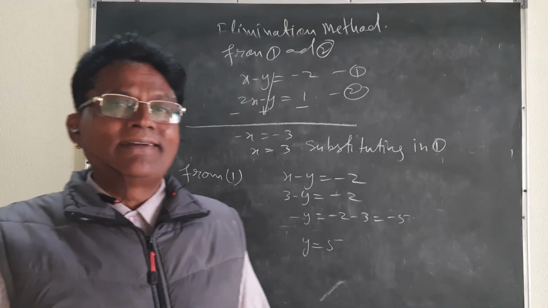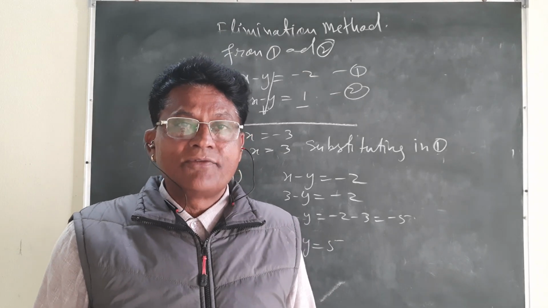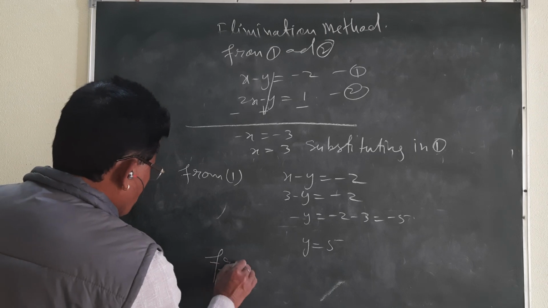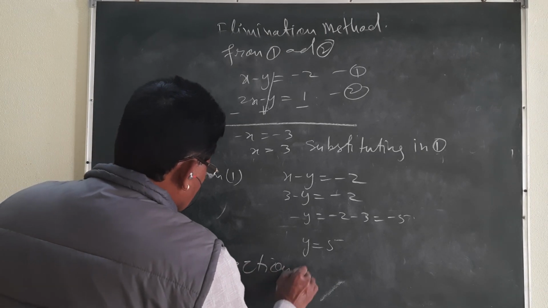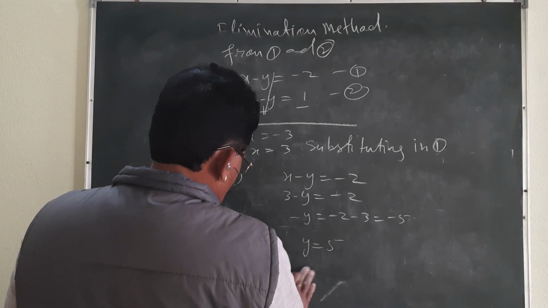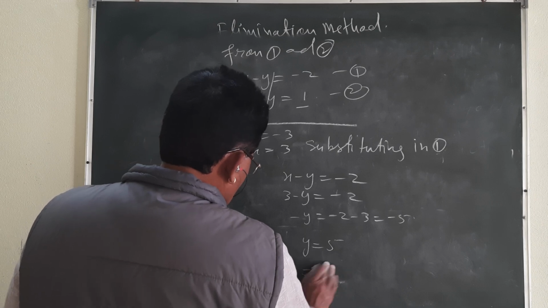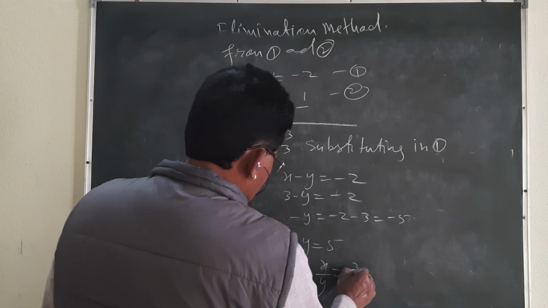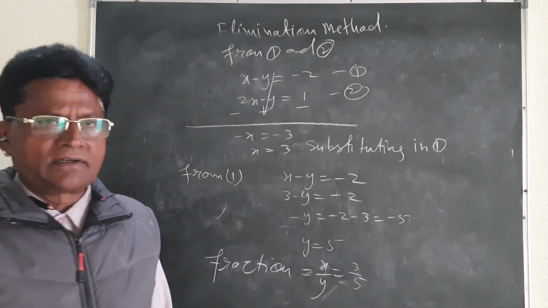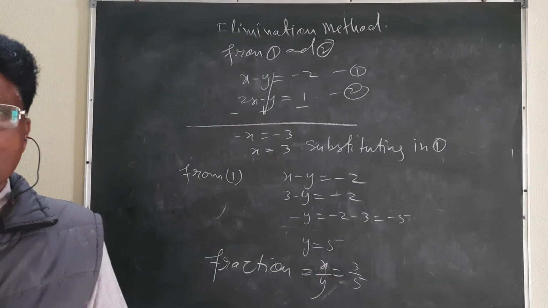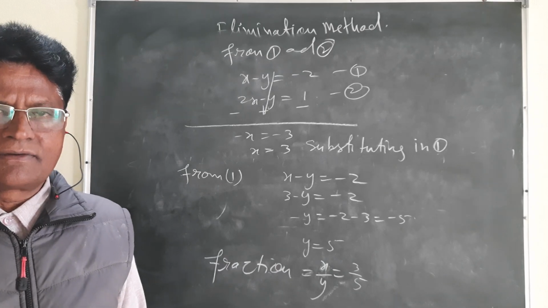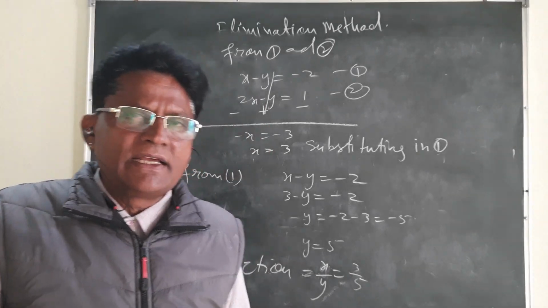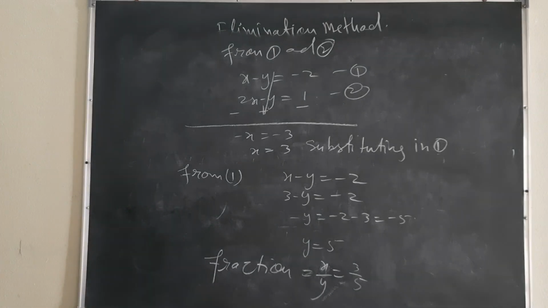And what is the fraction? You must find the fraction, that is in the form of x upon y. Then the fraction is x upon y. x is equal to 3, and y is 5. That will be the fraction. We got the fraction easily. That is why see carefully. First of all, you form the equation and easily you can find out the solution of the questions.